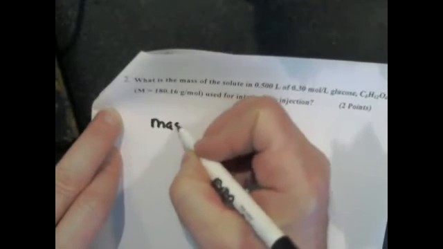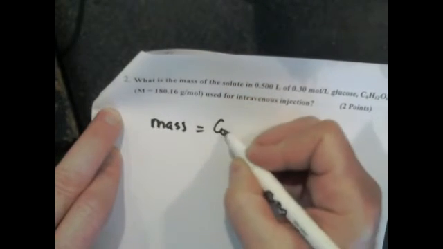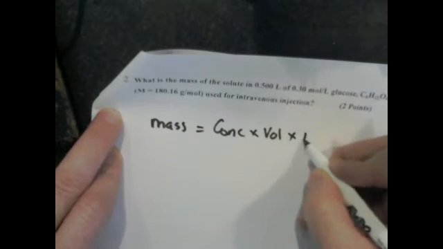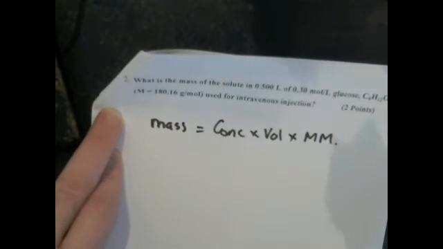So it says, what is the mass of solute in half a liter of 0.3 mole per liter glucose solution? And that's the formula there. And the molar mass is 180.16 grams per mole. And this is really easy. You just need to memorize the little formula for the mass of solute. And I'll show it to you now. It is the mass of solute is equal to the concentration times the volume times the molar mass.